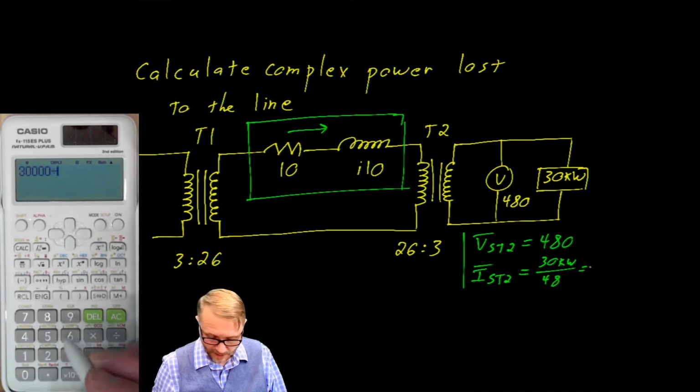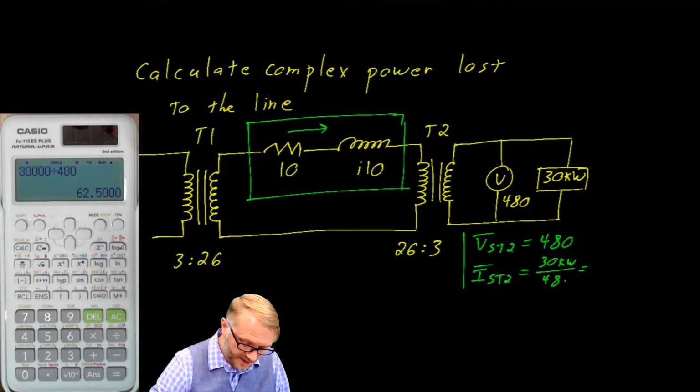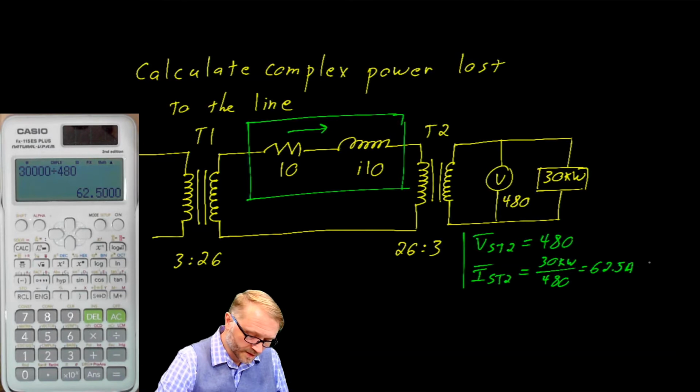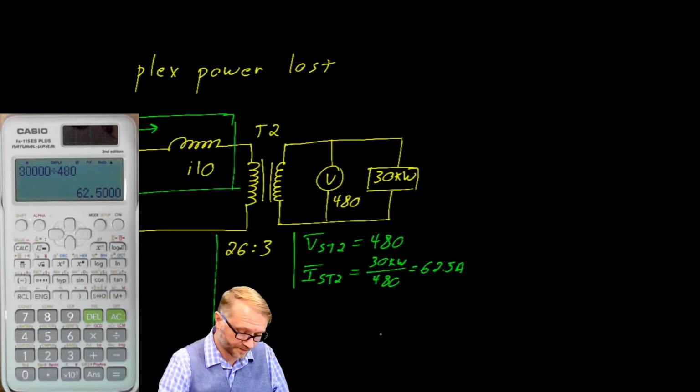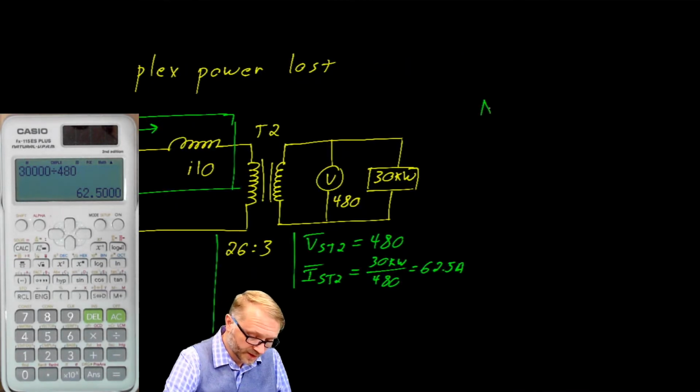30,000 divided by 480. That's 62.5 amps. From there, we need to move to this side of the transformer, and all we need is the current. From your note card, the turns ratio, the number of turns in the primary over the number of turns in the secondary, is equal to the current ratio, which is current in the secondary over current in the primary.